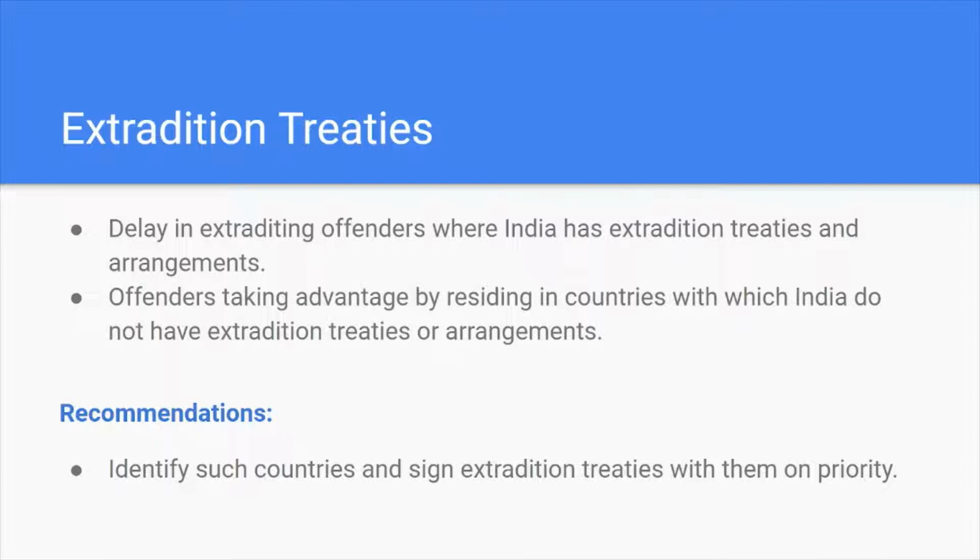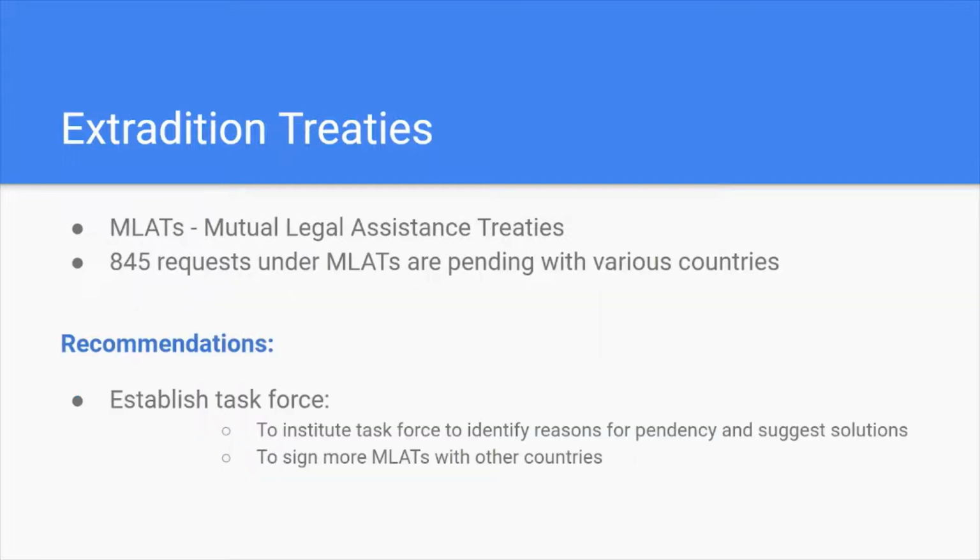Therefore, the committee recommended that such countries should be found out and more extradition treaties should be signed with them so that offenders cannot take advantage by residing in those countries. Also, it is important that the delay in extraditing offenders should be reduced so that these proceedings can happen more quickly and speedily.